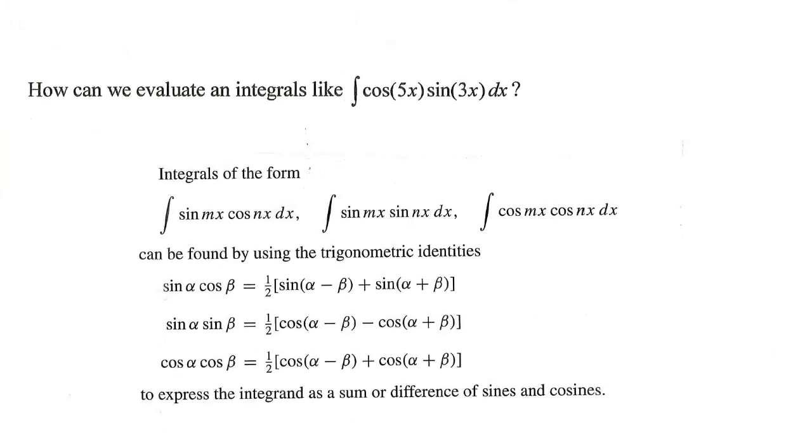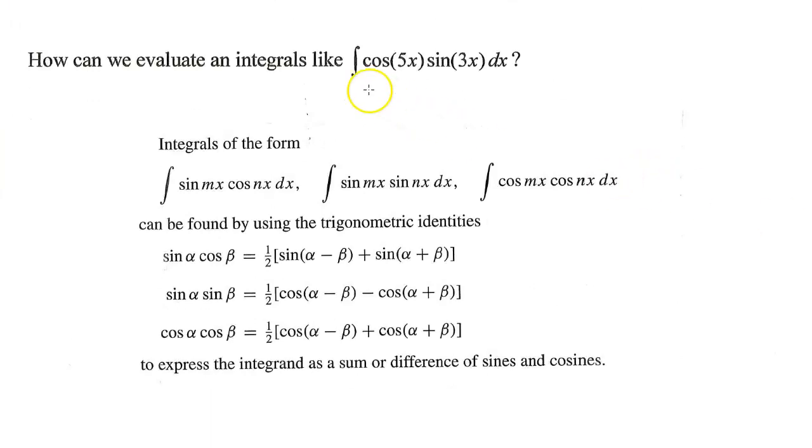Now how could we integrate something like this: cosine of 5x times sine of 3x dx? Now you might think, why don't we just let u be cosine of 5x, and then wouldn't the du be this? Well, if u is cosine of 5x, the du would be minus sine of 5x times 5. Now the minus is not a problem, the 5 is not a problem, but we have a sine of 3x, not a sine of 5x. Or same thing if we let u be sine of 3x, wouldn't du be cosine of 3x times 3? But we don't have a cosine of 3x, we have a cosine of 5x.